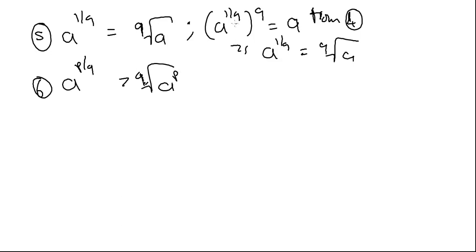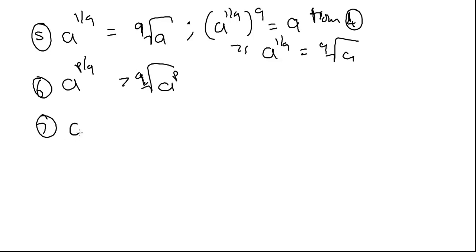Using similar logic to the way we got rule 5, if we do the exact same steps, we'll just be replacing a with a to the power of p. So instead of ending up with a to the 1 over q is the qth root of a, we'll end up with the qth root of a to the power of p. So nothing particularly different there.